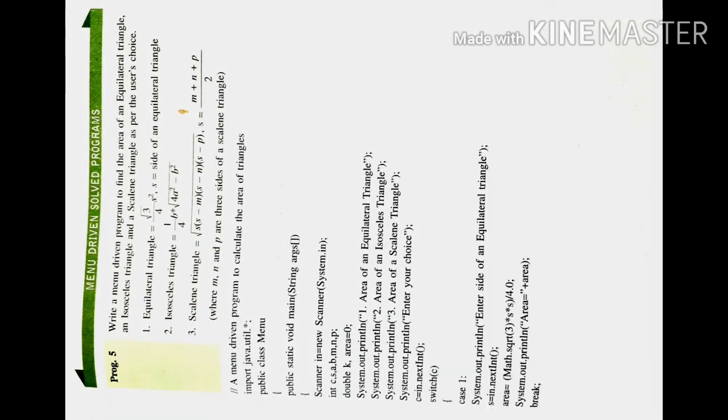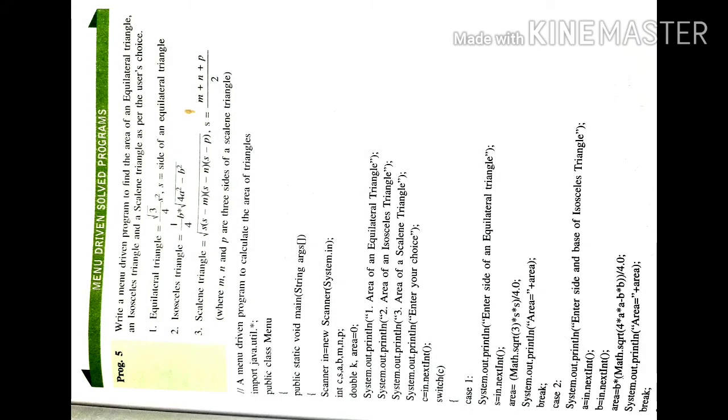Next is the switch case statement. Switch (C) is my control variable, case 1 is my first choice. If C's value is 1, enter side of an equilateral triangle, read the value of side of the equilateral triangle and calculate the area: Math.sqrt(3) * s * s / 4.0, because that formula is given in your question. Then you have to print the area. Then under case 2, enter side and base of isosceles triangle, read a and b values and calculate the area: b * Math.sqrt(4 * a * a - b * b) / 4, and you have to print the area.